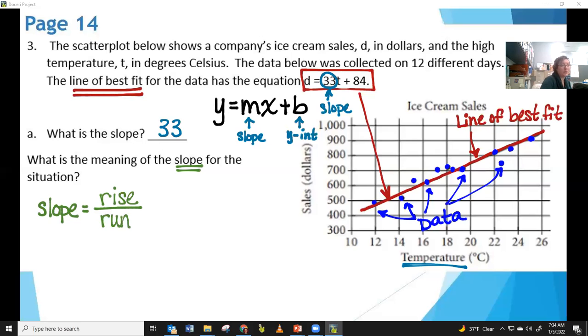Okay, we said our slope here was 33. 33 is a whole number, but if I'm going to talk about it as rise over run, I need it to be a fraction. How can I write 33 as a fraction? Absolutely, we can put it over 1. So 33 over 1. So here's my rise. And here's my run.